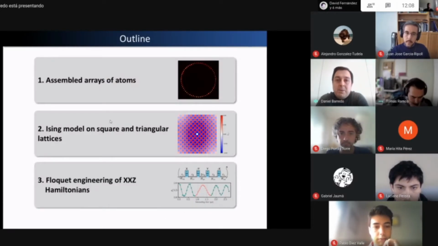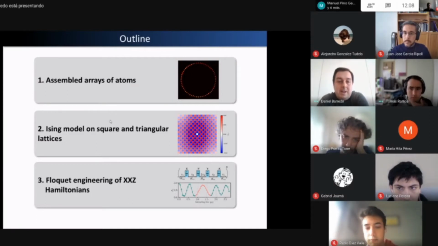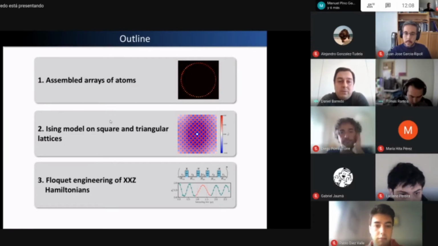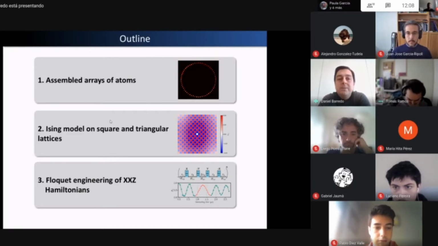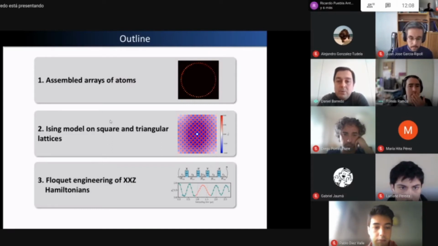And with this, I'm arriving at the outline of the remaining part of the talk. I will start with a few words about our experimental setup. In there, I will remind you of the different types of interactions that one can have with Rydberg atoms. And then I will move to the main results that concern basically the quantum simulation of the Ising model on square and triangular lattices with up to 200 atoms. And then I will briefly mention some of the most recent work that we are doing that involves Floquet engineering of XX and Z Hamiltonians.